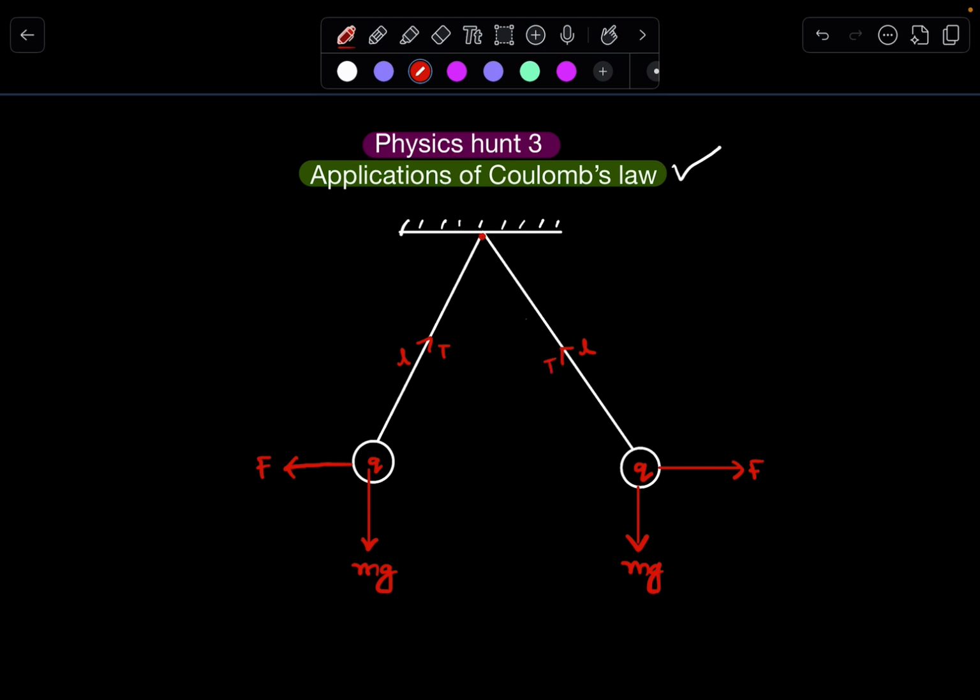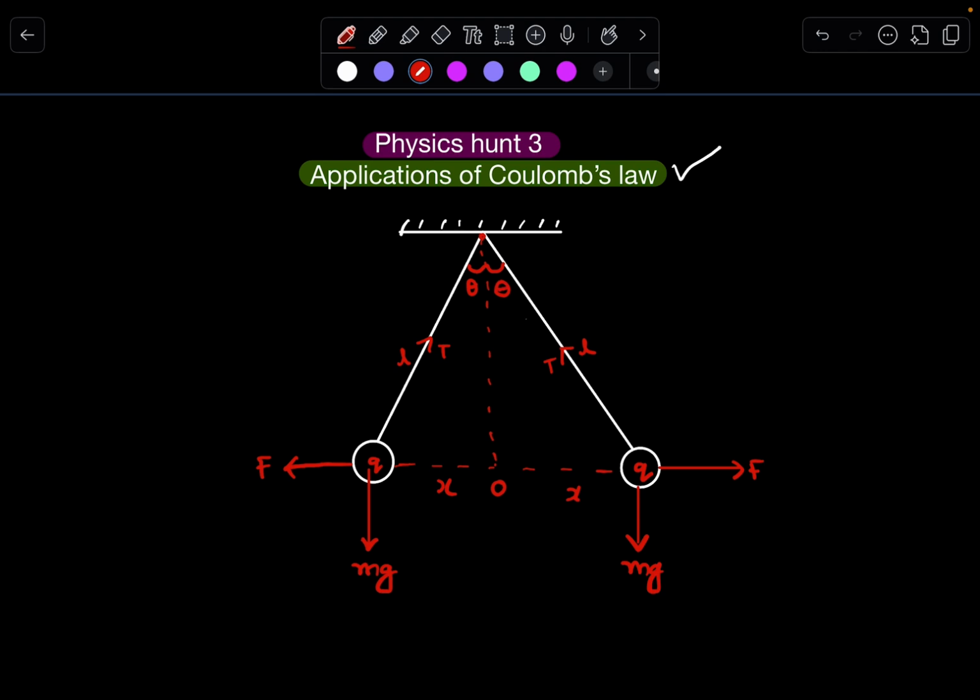Now I'm taking a horizontal line. From the center point to each charge, the distance of separation I'm taking as x, and this is also x. Let us assume this is the midpoint O. Now this string makes an angle theta with respect to the mean position, and this one also makes the same angle with respect to the center.